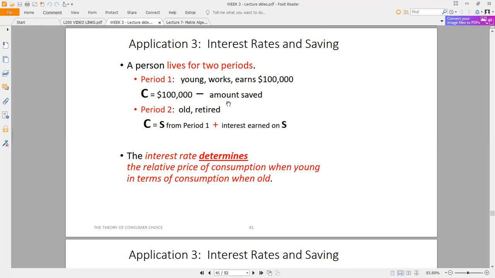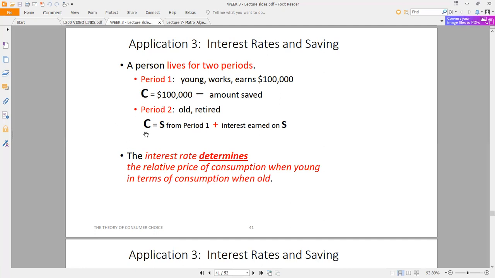You see that when you are young, you have to save so that when you retire, you can use your savings. So the consumption level in the first period is the total income minus the amount that he saves. Now, when it gets to period 2, this is the person's old age and he's retired. He cannot work, so he's not earning any income at all.